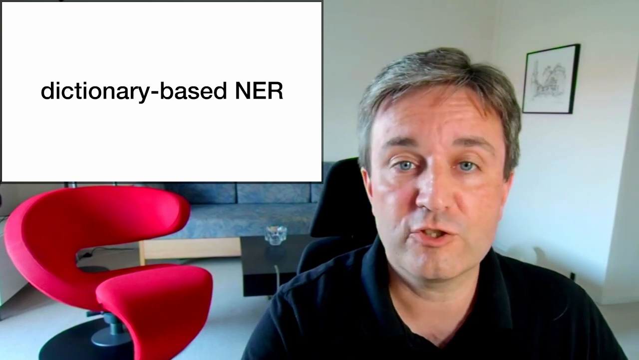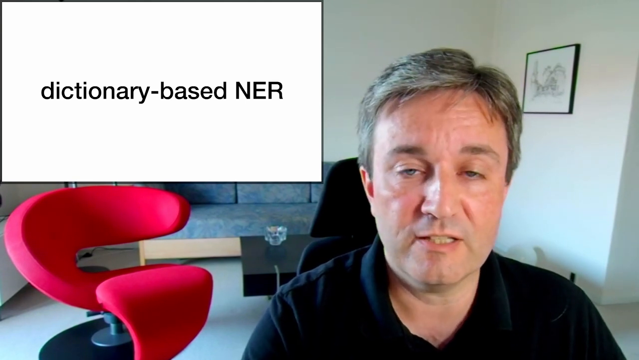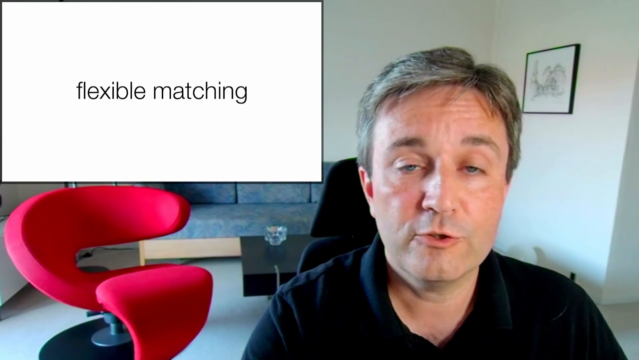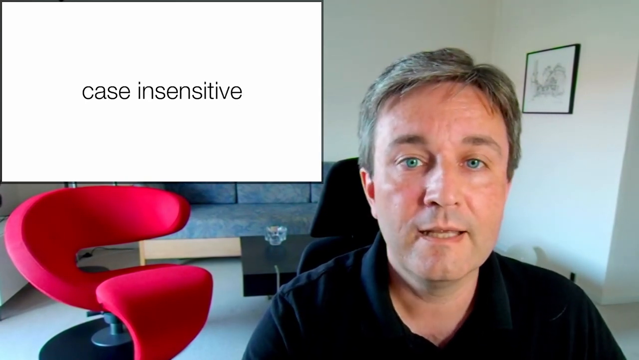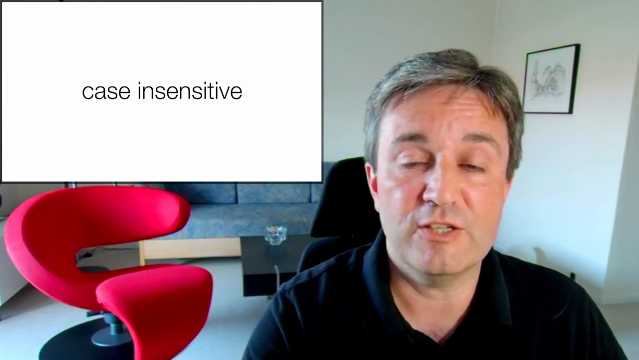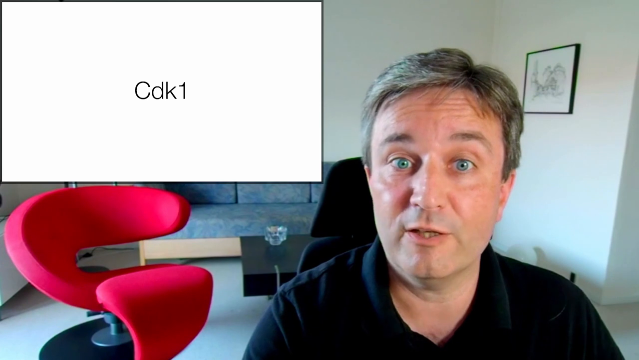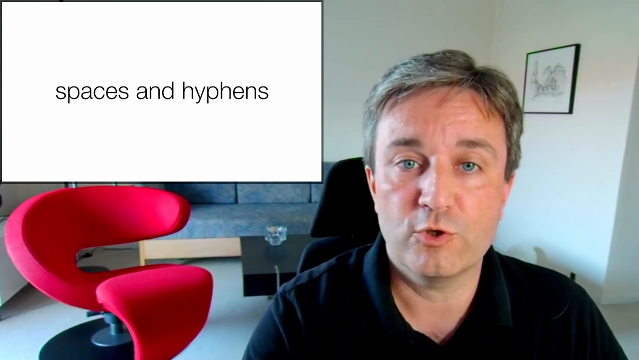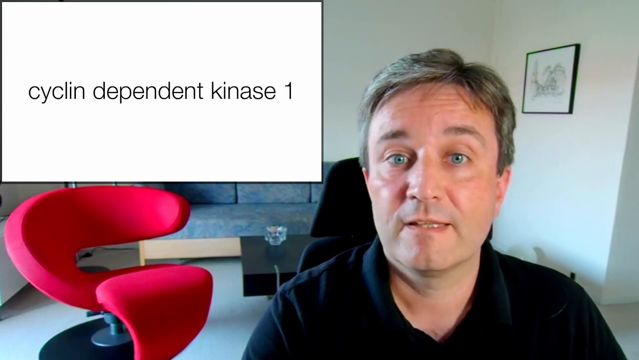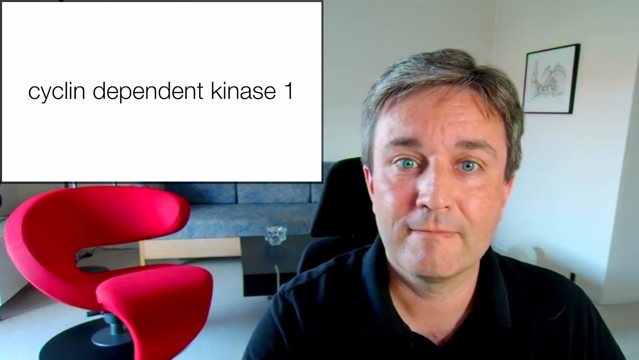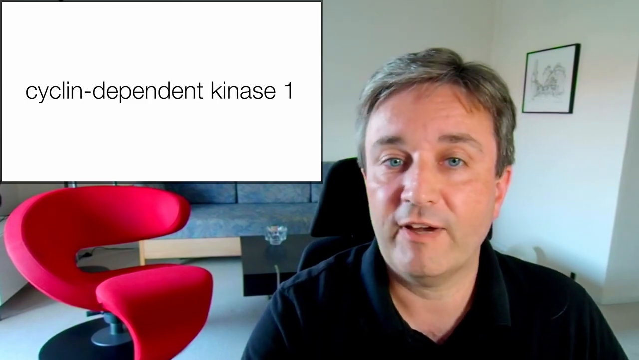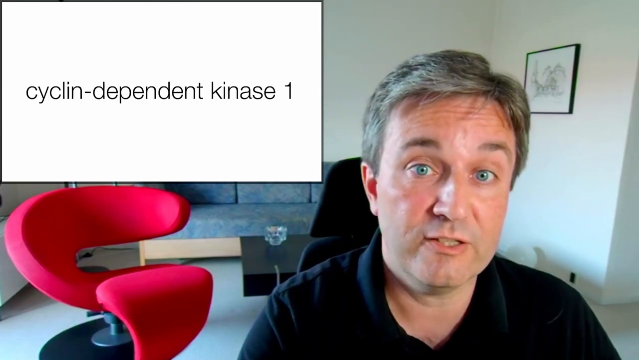Once you've built a good dictionary, you can use it for doing named entity recognition. For that, you need an algorithm to do flexible matching of names against text. This could be, for example, case insensitive, so that when you have a name CDK1, you can still match it when it's written with different casing of the letters. You may also want to handle spaces and hyphens, so that when you have the name cyclin-dependent kinase 1 written like this in your dictionary, you can still find it in text when it's written with a hyphen instead of the space.